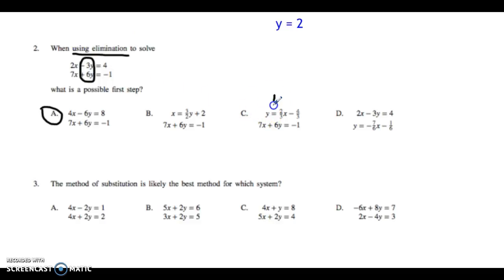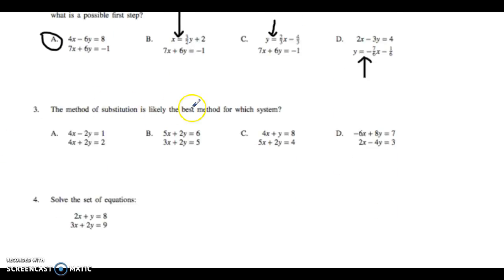For C, when you solve for y, that's something that you might use graphing for. Again, with D, when you solve for y, that's something that you might be able to graph. And with B, when you solve for a variable like x, you might be able to use substitution for that. But A is the correct answer because this is talking about elimination. For the third one, the method of substitution is likely the best method for which system?